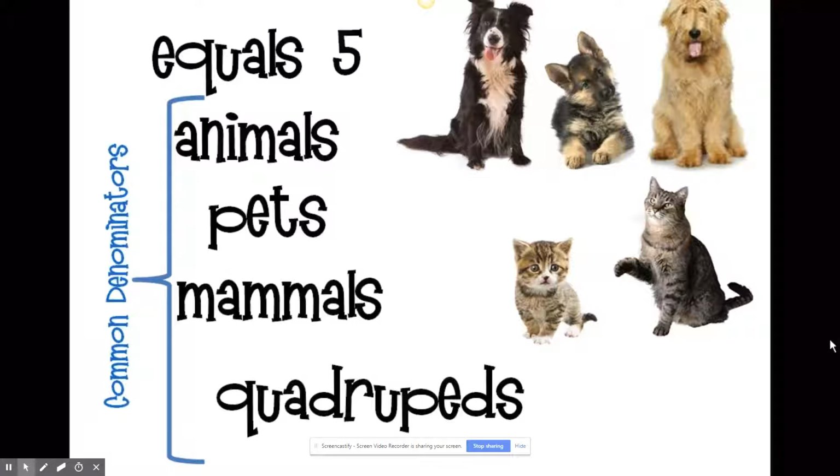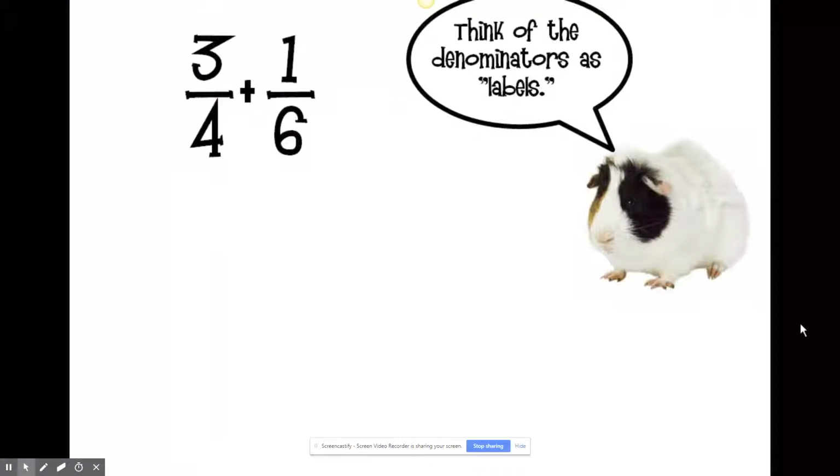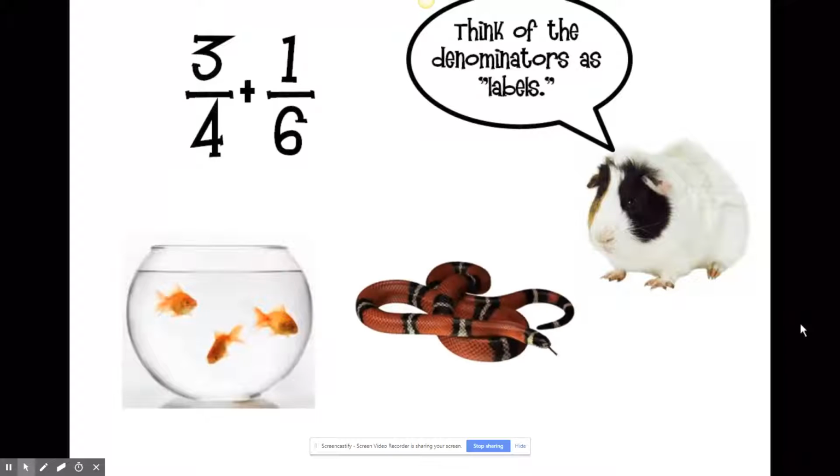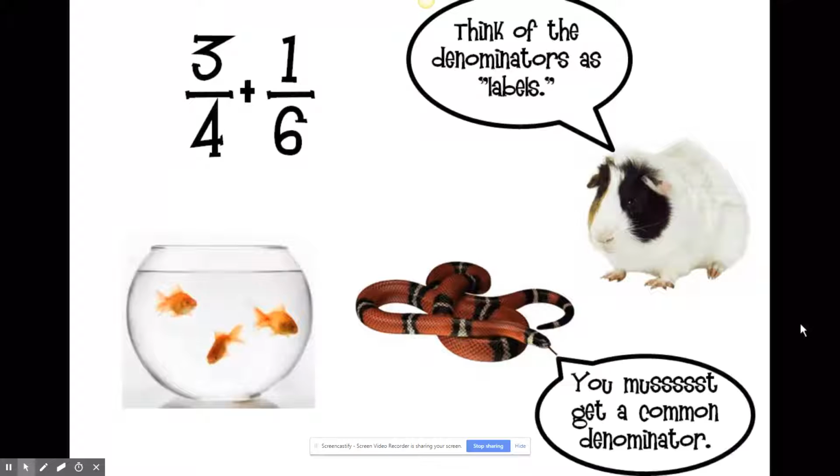Each of these labels here are common denominators. Animals is probably the one that we would use because it's the least specific. It's the lowest common denominator. Now, if you're going to add fractions instead of just animals, you can think of the denominators as different labels. For example, you could say that 3/4 is like adding 3 fish, and 1/6 is like adding 1 snake. Just like with the cats and the dogs, you have to have a common denominator.